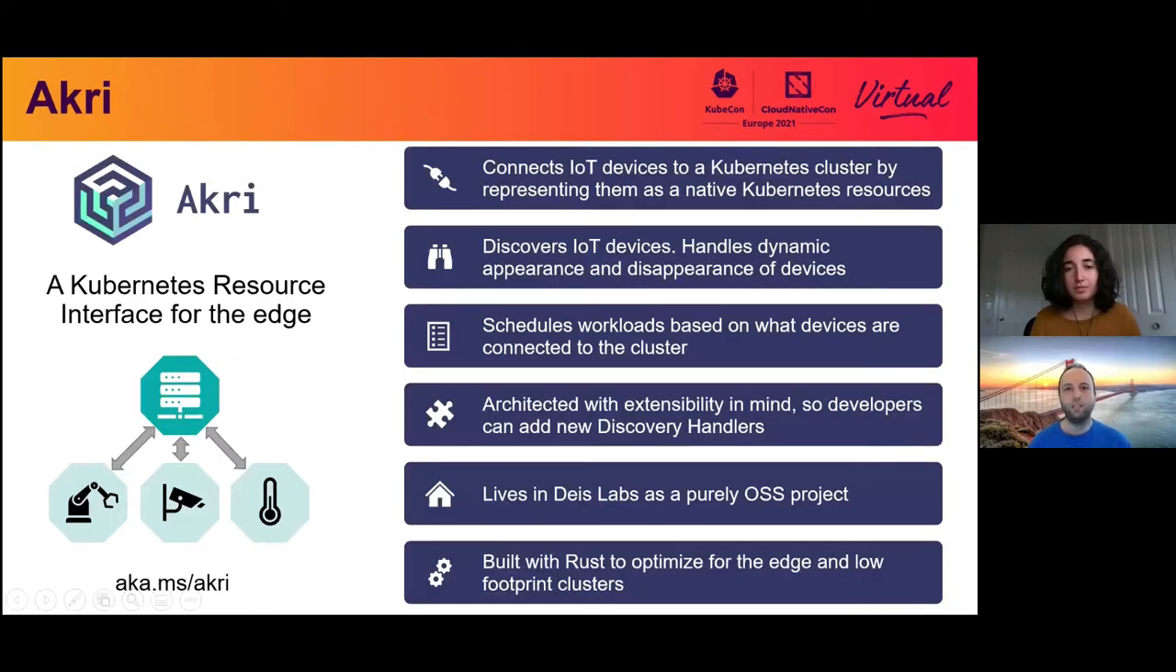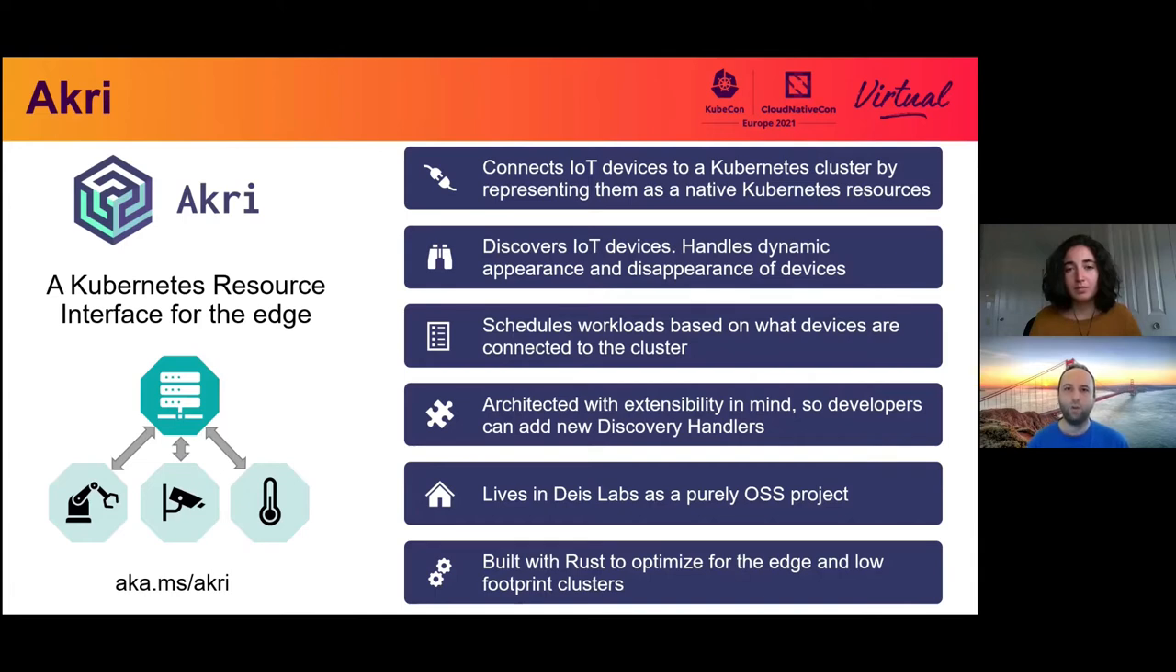Akri exposes the individual IoT devices in Kubernetes clusters as extended resources. This then allows your application to take a dependency on them, similarly to how you would on any GPU, where you can request access to the extended resource. Akri itself, the name is an acronym. It stands for a Kubernetes Resource Interface for the Edge, and it also stands for edge in Greek.